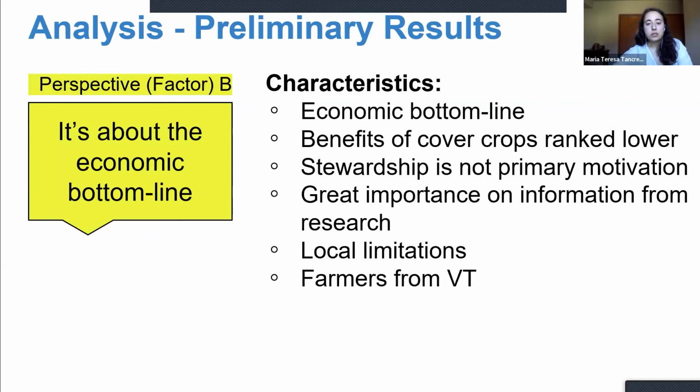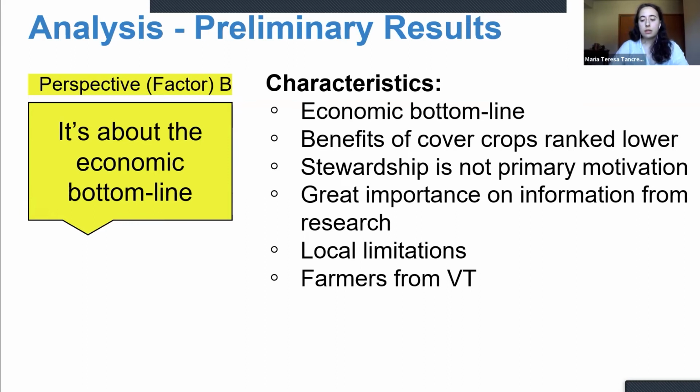They looked positively at the benefits of cover crops, but generally ranked those a little lower compared to farmers in other factors. Even though they were interested in stewardship, that did not seem to be their primary motivation to use cover crops. They tend to give great importance to information from research, and they tend to believe that hard facts and numbers are the best way to sell cover crops among new farmers who are not adopting the practice yet. They also were all from Vermont and talked about local limitations.